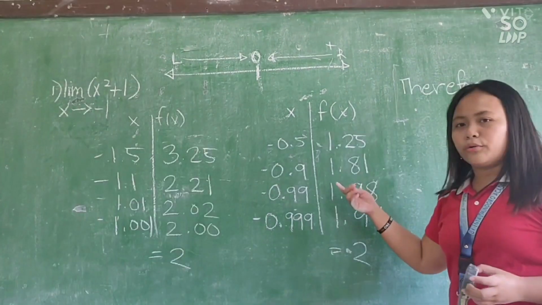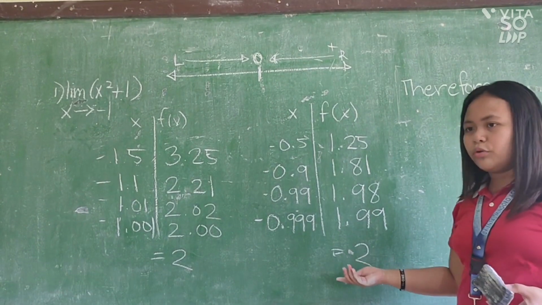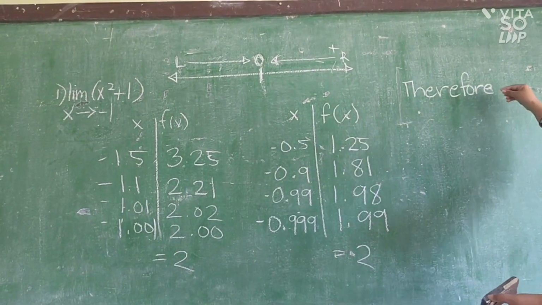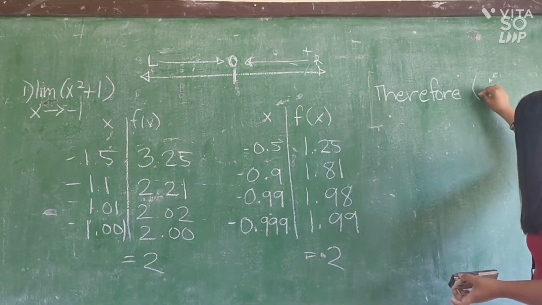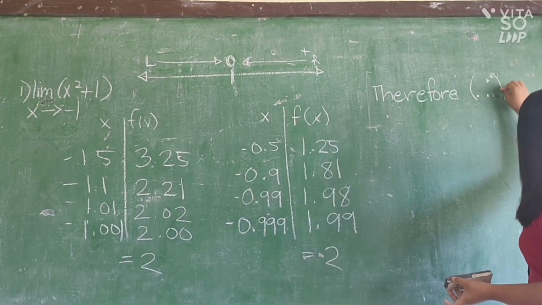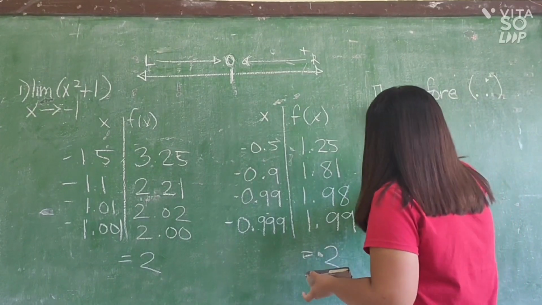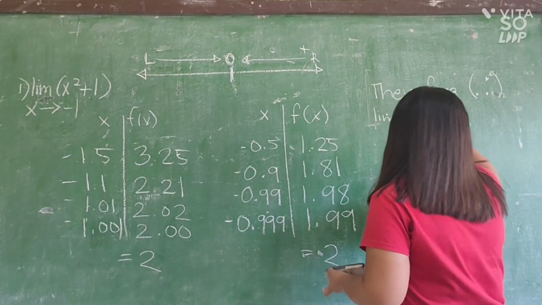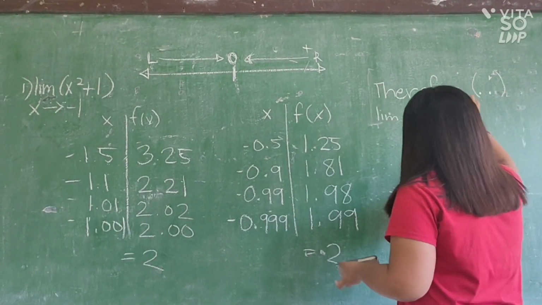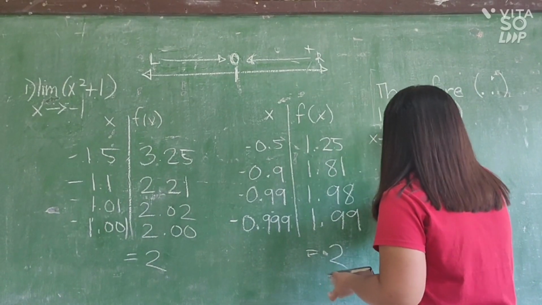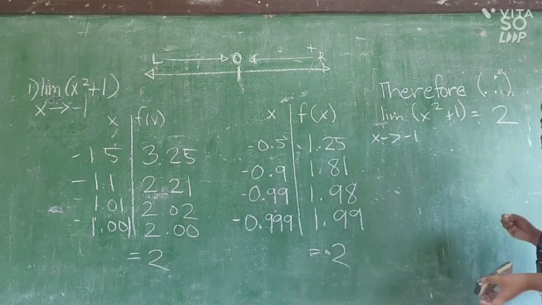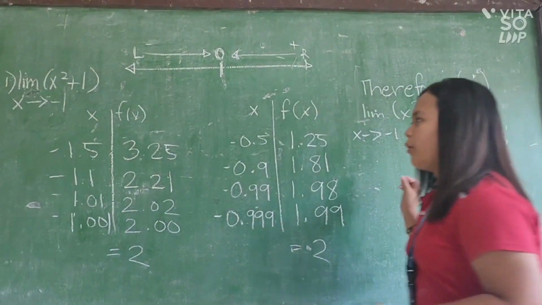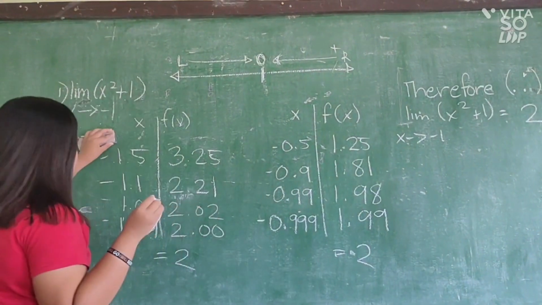Therefore, because our answer is 2, we will conclude that therefore, the limit of x squared plus 1 as x approaches negative 1 is equivalent to 2. So, let's get on to our next lesson now.